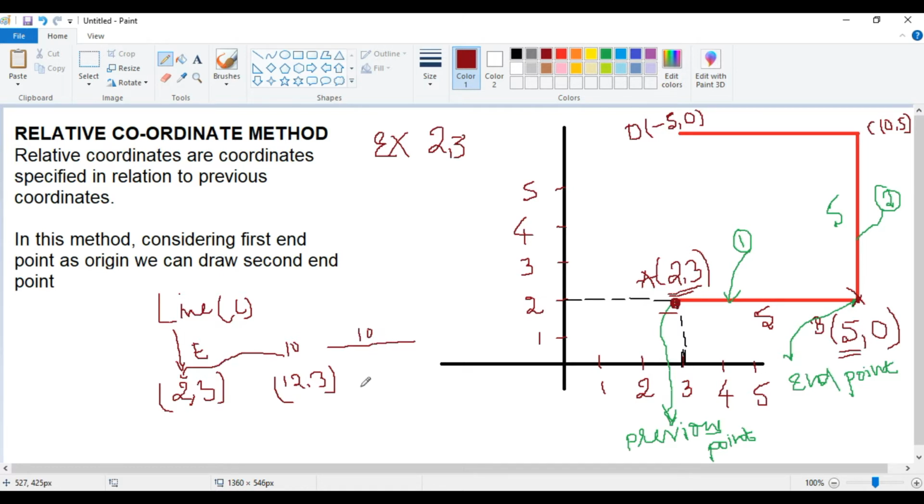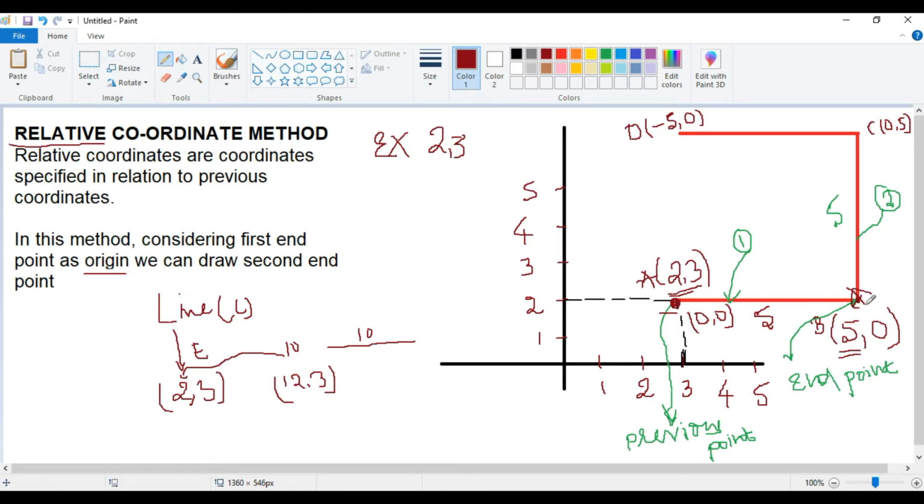But here you can't do that, because the name itself says relative, meaning the second endpoint is related to your first endpoint. Whatever the previous endpoint is, it is considered as the origin, like 0 comma 0. Then only it will allow you to draw the second point. I have written here, in this method, considering the first endpoint as the origin, we can draw the second endpoint. This is the first point and this is my second point.